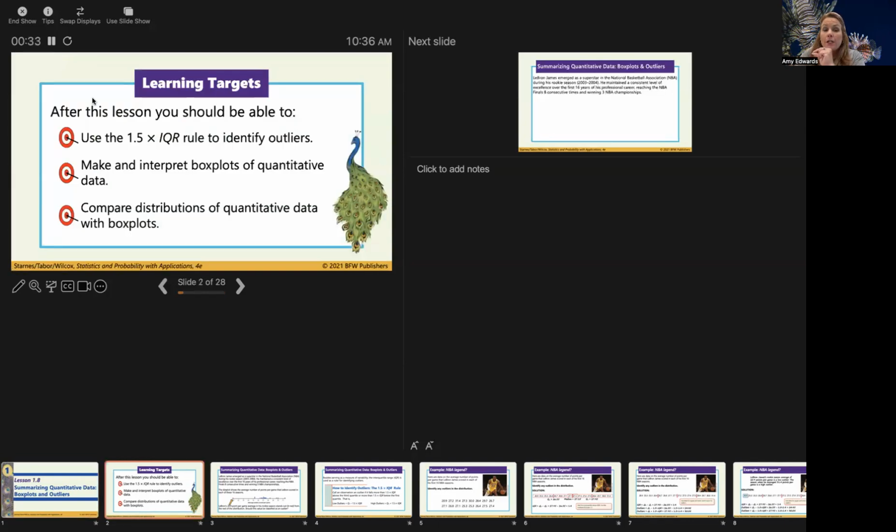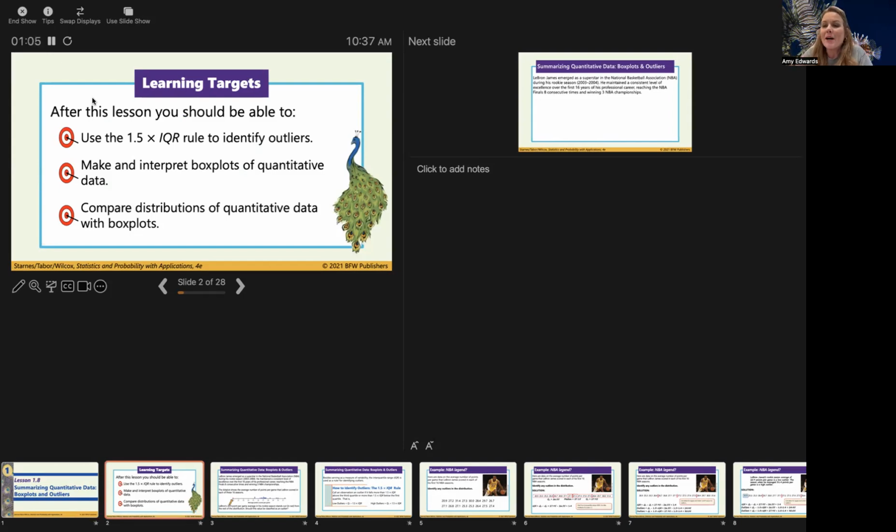Now, these are our learning targets. Here's that math rule you've got to do. First, you're going to have to, on your own, StatMedic won't do this, calculate the IQR. IQR is Q3 minus Q1. Then you're going to need to take that number and multiply it by 1.5. This is the math we're going to use to identify and say, it's an outlier. No, it's not. You're going to have to make box plots and interpret them.